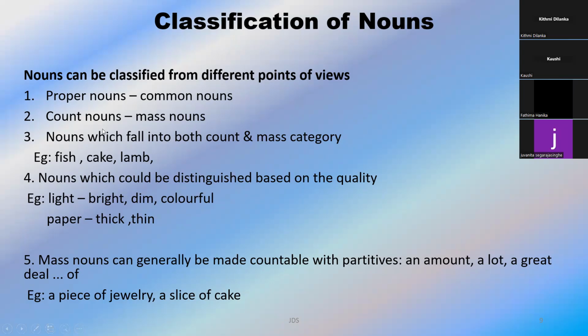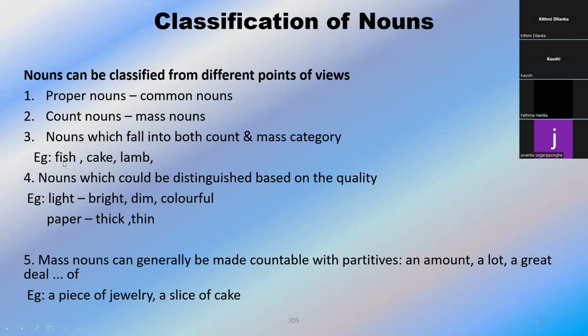Count nouns, whatever that can be counted. Books, papers, house, all those count nouns. Mass nouns that cannot be counted. Oil, what else? Sugar, flour, rice, right? So mass nouns. Nouns which fall into both count and mass category.